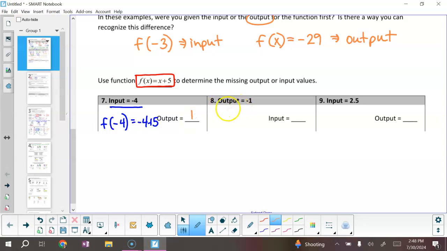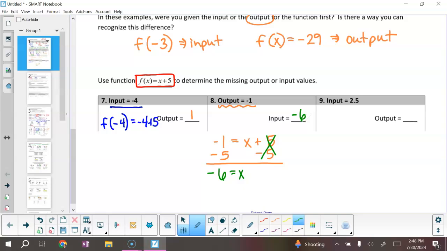Now number 8, they're giving you the output. So they switched it on you. That means that we don't know what they put in for x. We know what we got as an answer. So you're going to put negative 1 in for the f of x. So it looks like this. Negative 1 equals x plus 5. Okay, then we subtract 5. Negative 1 minus 5 would be negative 6. That'd be your x. So that would be your input. Your input would be a negative 6.